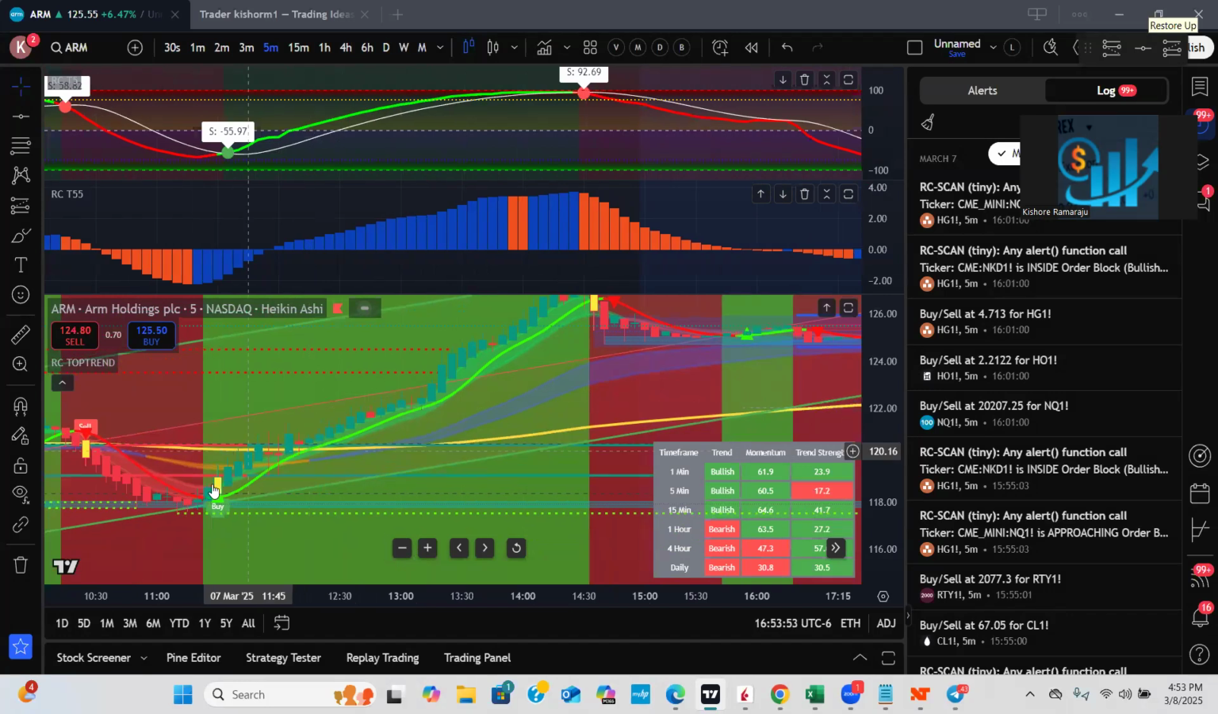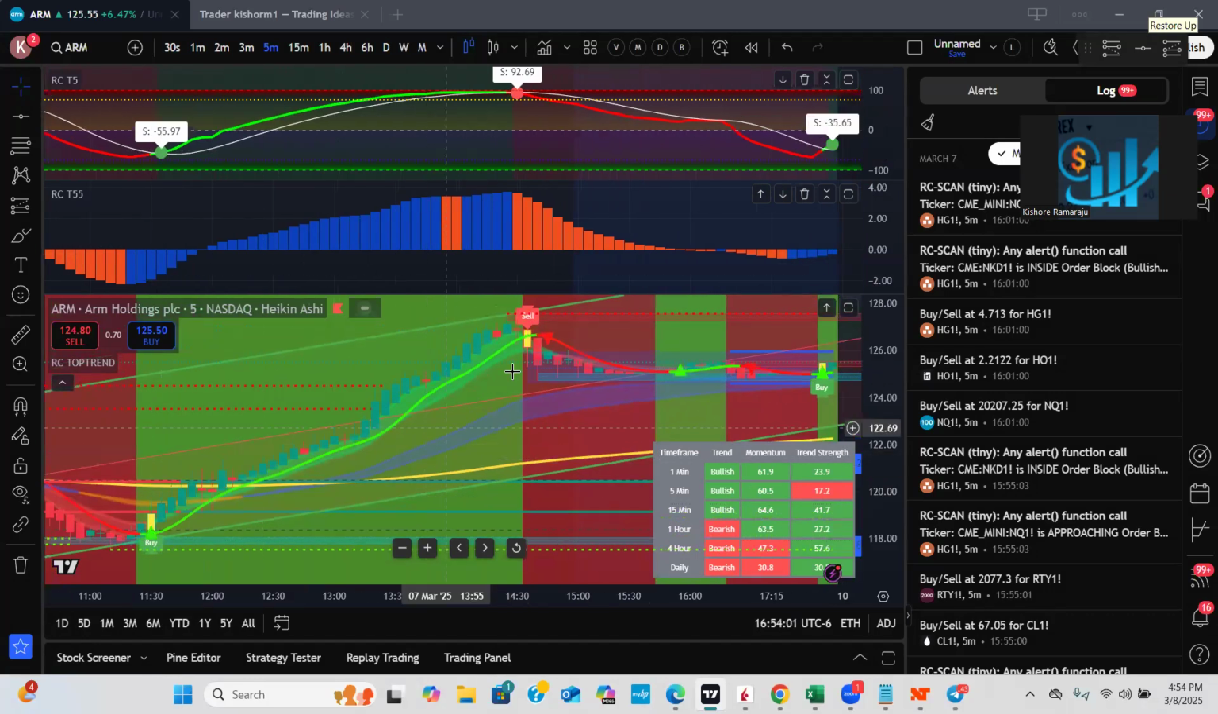But ARM went from $116. Again, you got a buy here. You got this one. You got a buy here. Then it went all the way from $118 to $125, $128. So all we need is a proper confluence between the three indicators.